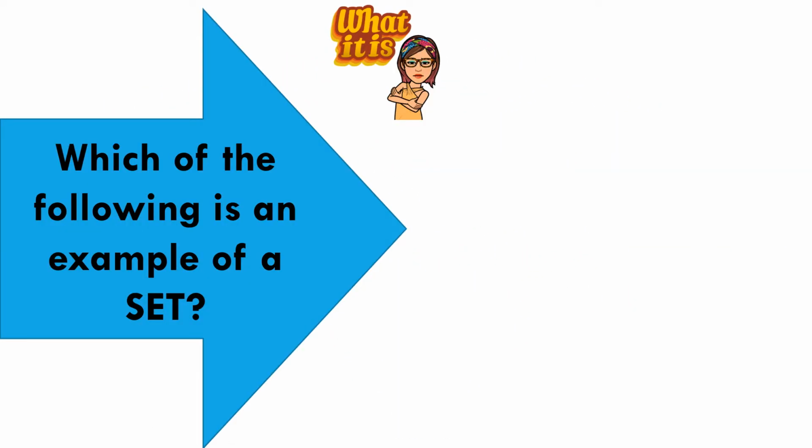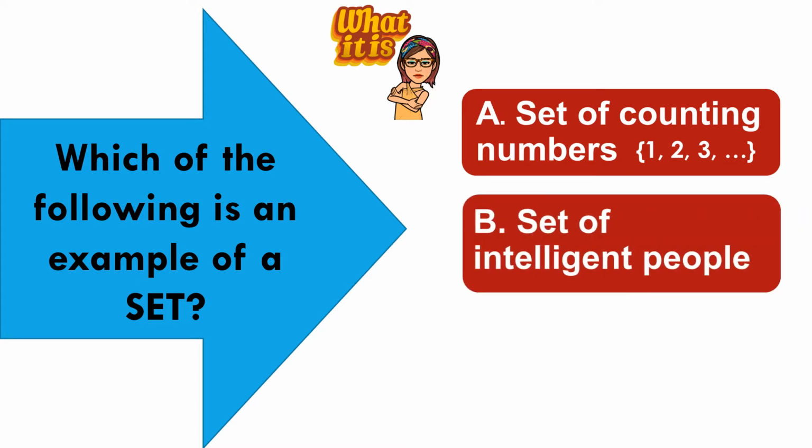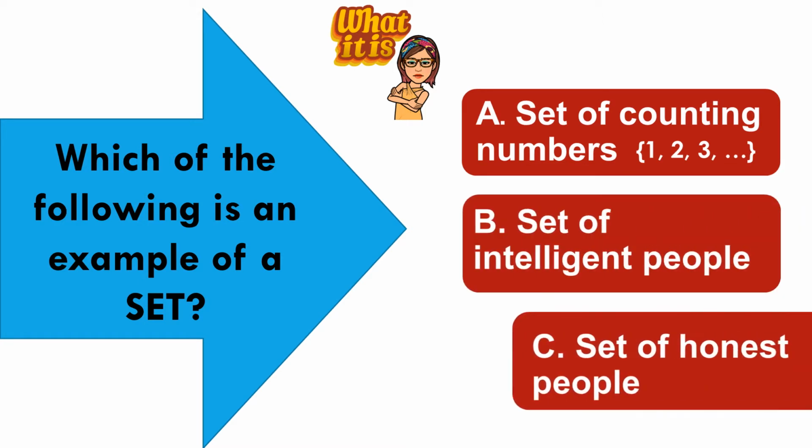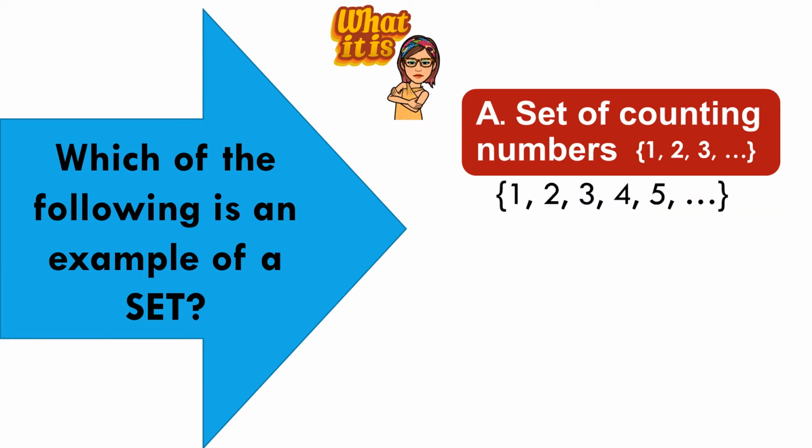Which of the following is an example of a set? A. Set of counting numbers. B. Set of intelligent people. C. Set of honest people. The answer is set of counting numbers. Why?